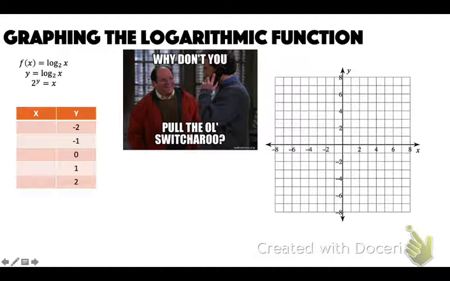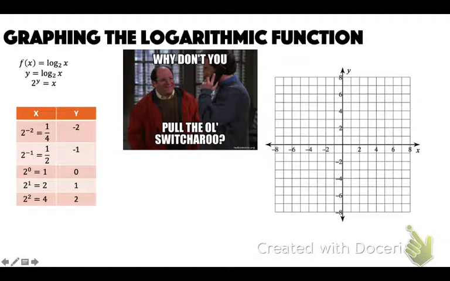So I'm going to do negative 2 to 2 for my y values instead of my x values. Which makes sense because exponentials and logarithms are inverses of each other, so we would do the opposite, essentially. So if I plug in, 2 to the 0 power is 1, 2 to the first is 2, 2 squared is 4, negative 1 is 1/2, and negative 2 is 1/4.